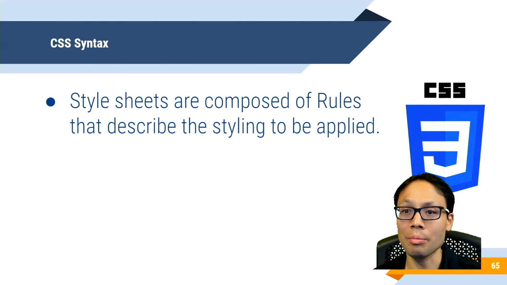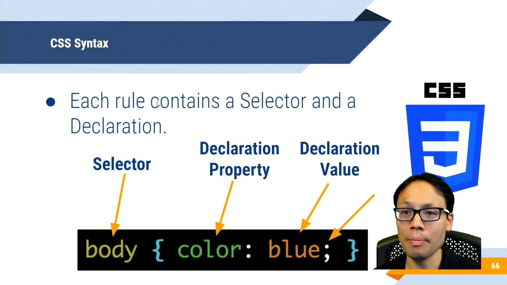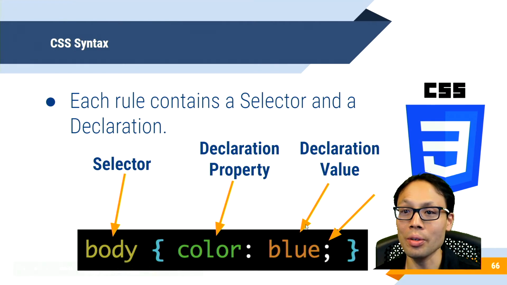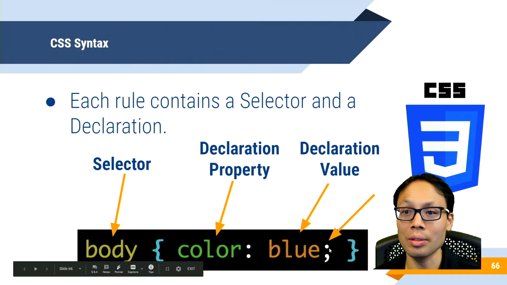Now, style sheets are composed of rules. Let's take a look at some of the rules. Each rule contains a selector and a declaration. This is the syntax of CSS, a little different from HTML and a little different from Python. We've got our selector, then a curly brace, then the declaration property, a colon, a declaration value, and a semicolon. The semicolon separates each of the declarations. And then we have an end curly brace.